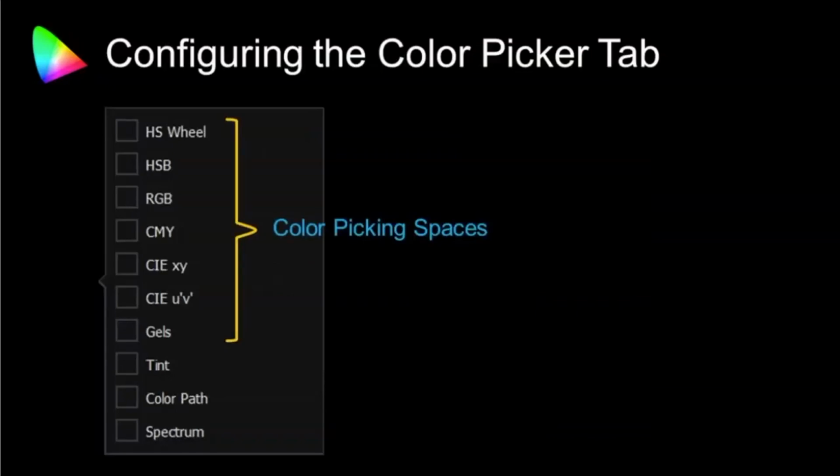All of these are color picking spaces. We use them to get to a color manually. So we'll go through some of those in detail as we go through the day. Tint tools is a really good indicator of an abstract adjustment tool. We'll talk about how all of the color tools are in fact abstracted from the fixture that you're controlling, but this is a really good preview of that.